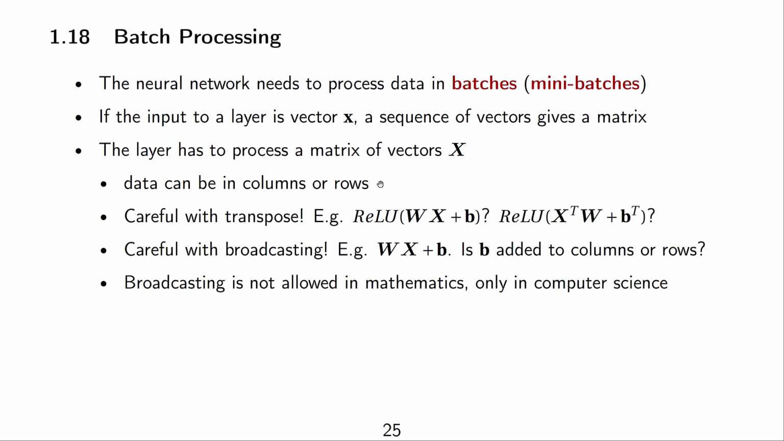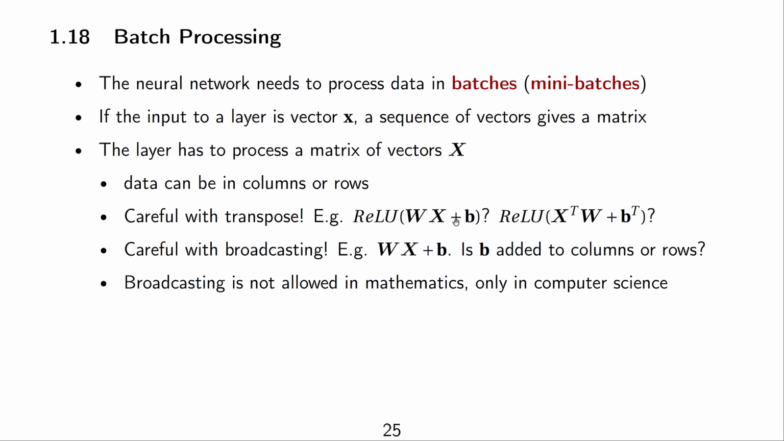Now, there are lots of design choices. Data can be in columns or rows. You need to make sure that whatever deep learning package you use, you do the right thing, and you have to be careful with transpose. So how will that change? Is it ReLU of W times X plus B, or is it ReLU of X transpose W plus B transpose, or is none of these correct? Where exactly do you put the transpose and how do you put the order? This is something you'll have to figure out when implementing neural networks.